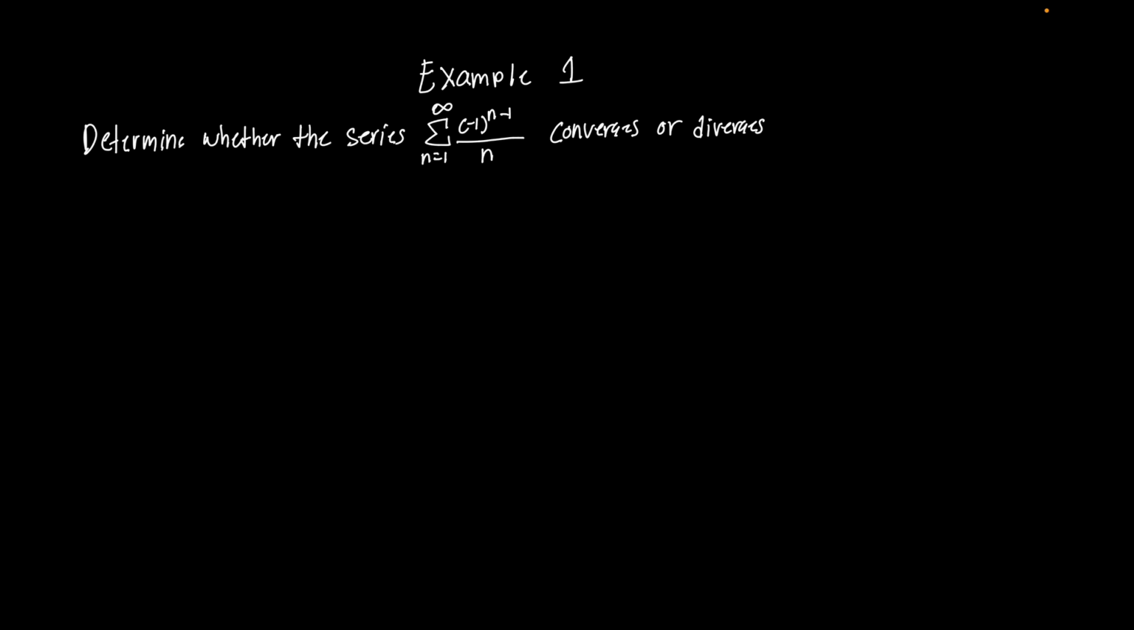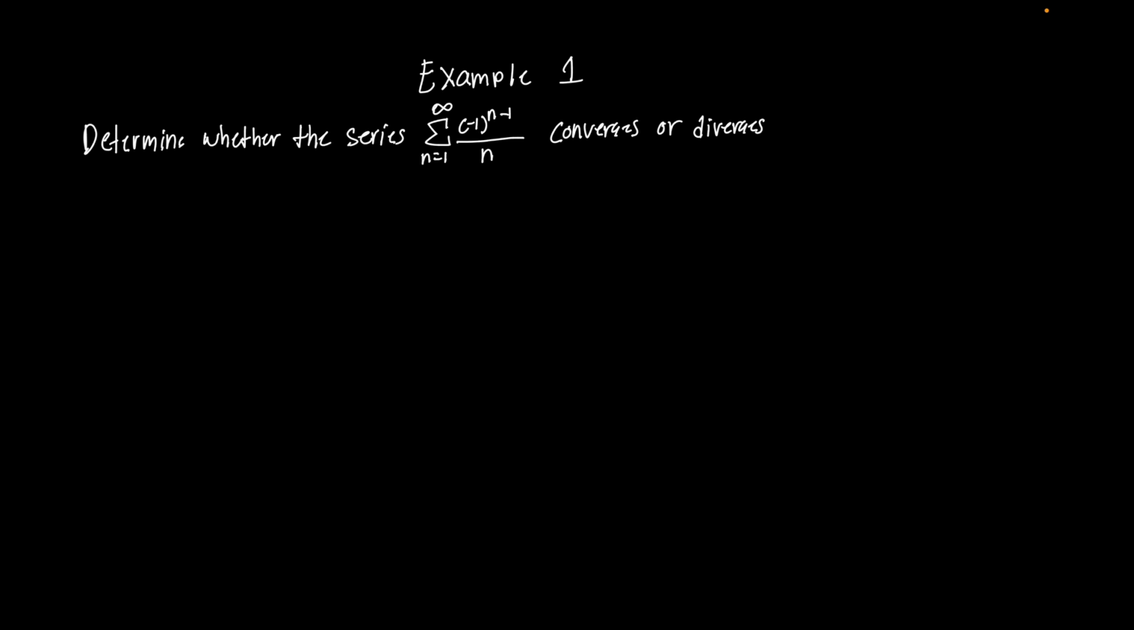So we have example 1. Determine whether the series of negative 1 to the n minus 1 over n converges or diverges. As we can see, we're going to be using the alternating series test because the series has the alternating factor, which I'll point out right here, the negative 1 to the n minus 1. We call that the alternating series factor, or the alternator. I like to use the term alternator because it sounds cool.